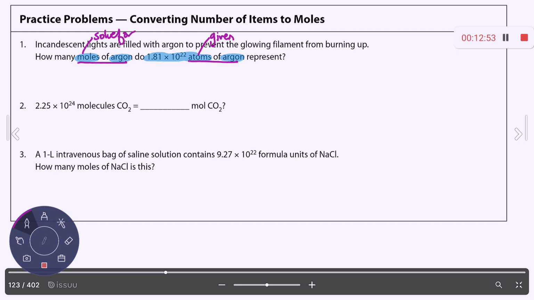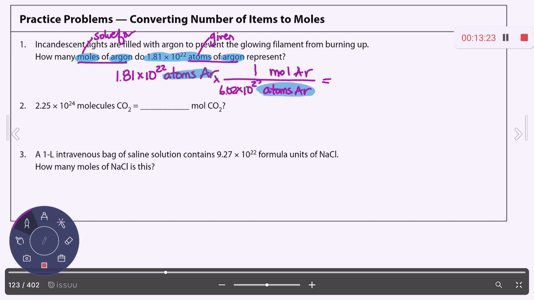So we're going to go in the opposite direction. So 1.81 times 10 to the 22nd atoms. Argon is Ar. And then we're going to put atoms of argon on the diagonal because we need that unit to cancel. And then we're going to put moles of argon up on top. Number 1 goes where moles is. Since moles is on the top, I would put the number 1 there. Atoms is our item or our thing, so we're going to put 6.02 times 10 to the 23rd on the bottom.